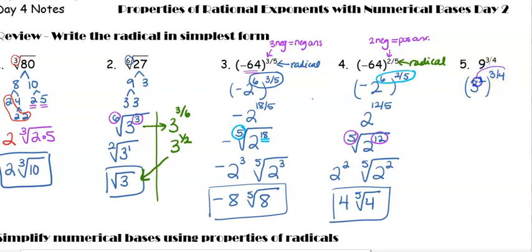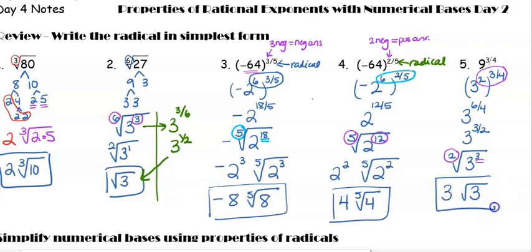Same thing, we have a power to a power, which means we're multiplying. 2 times 3 is 6. 6 over 4, we reduce that down to 3/2. So this is the 2nd root of 3 cubed. I need 2 in a group and I have 3. That means I can pull one group out and I have one group left.